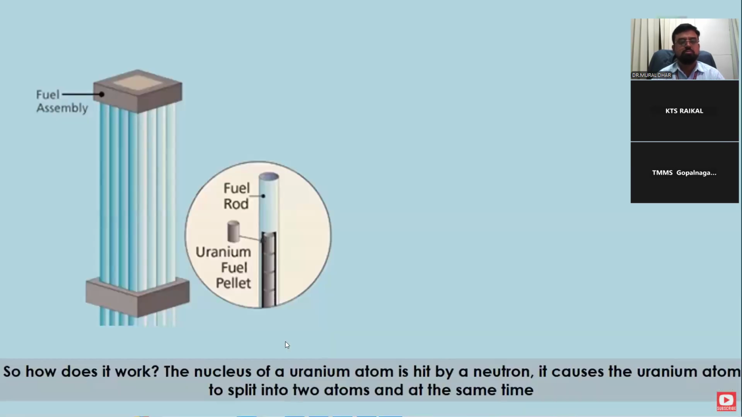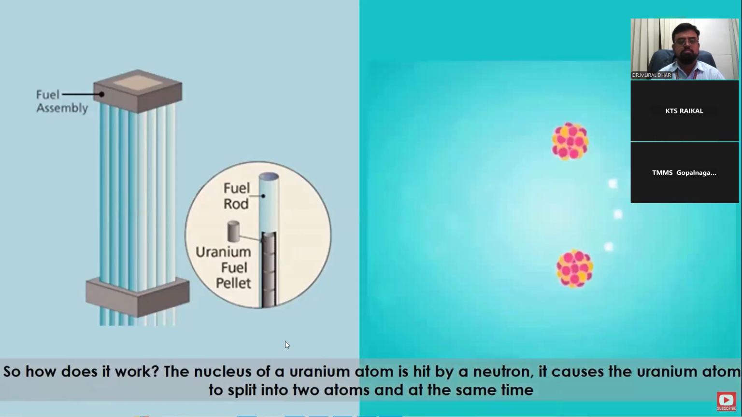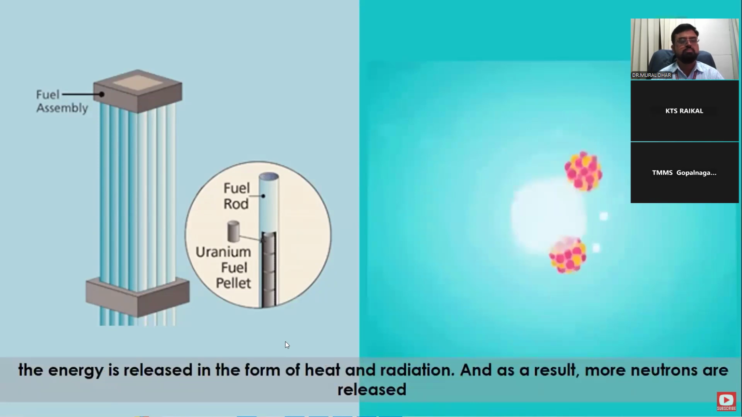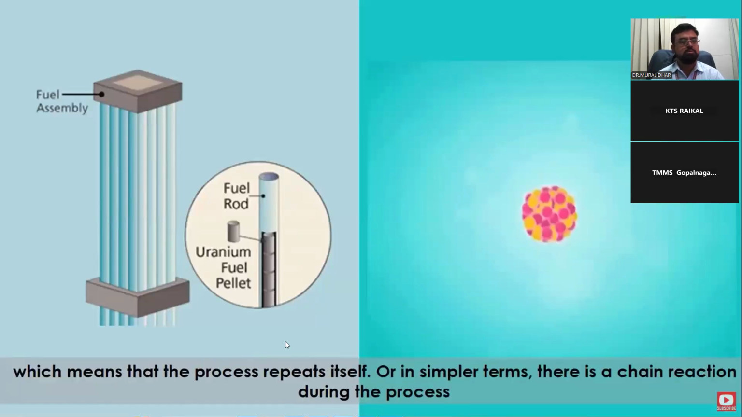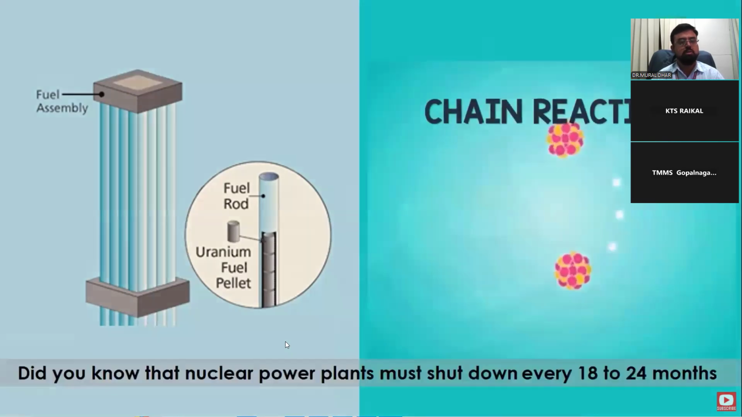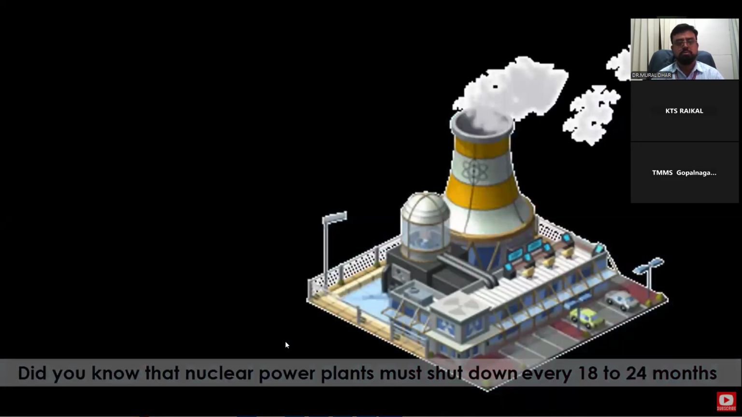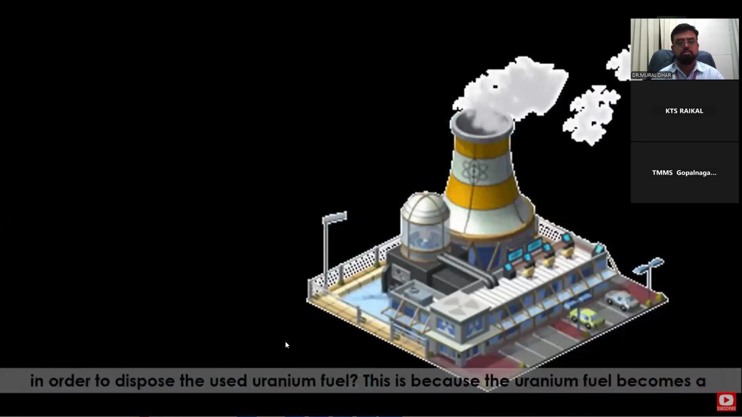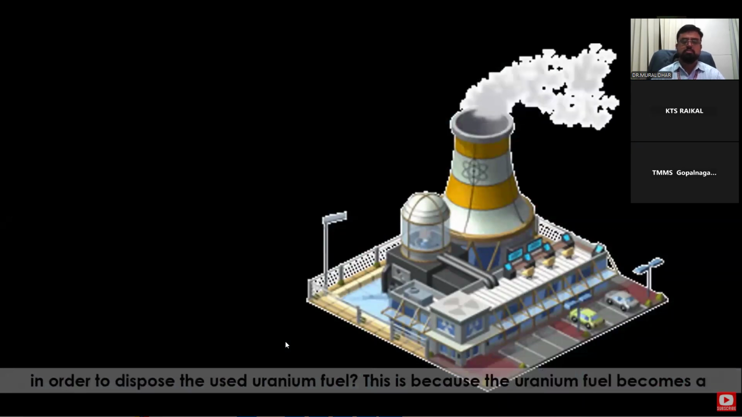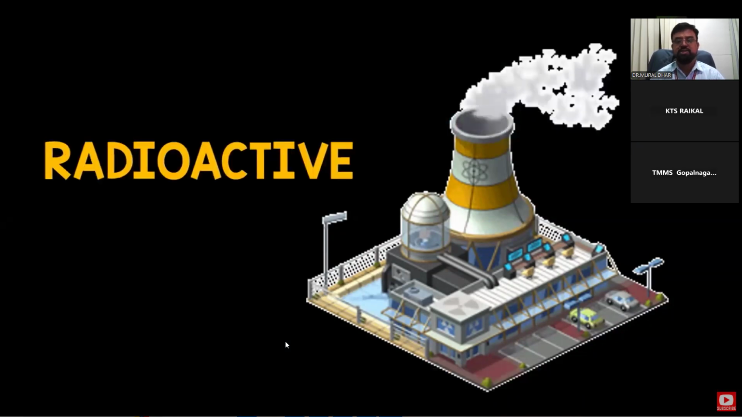So how does it work? The nucleus of a uranium atom is hit by a neutron. It causes the uranium atom to split into two atoms, and at the same time, energy is released in the form of heat and radiation. As a result, more neutrons are released, which means that the process repeats itself. Or in simpler terms, there is a chain reaction during the process. Did you know that nuclear power plants must shut down every 18 to 24 months in order to dispose of the used uranium fuel? This is because the uranium fuel becomes radioactive waste. Very powerful energy.